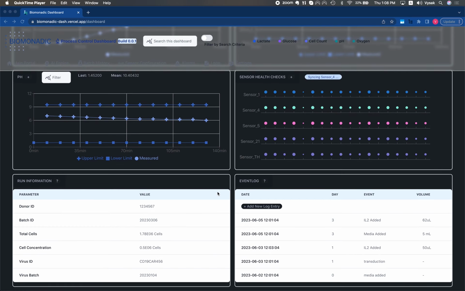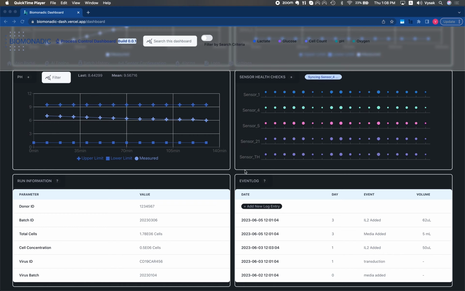Specifically for documentation management, we will be able to store all kinds of metadata associated with the process directly in the platform associated with the manufacturing run. Things like donor ID, the type of virus, the type of cells, as well as the batch number and other information associated with the run.